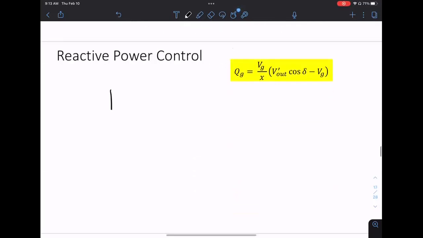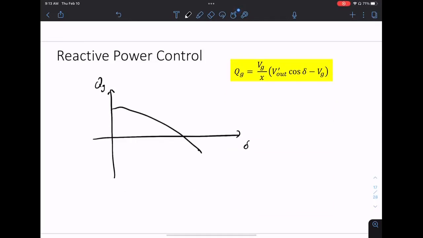If you draw this, reactive power can be both positive or negative. So this is QG. If you draw this against delta, you basically have some curve like this. So it can operate at both positive and negative values, and there's no reason why it has to be positive or negative. This is unlike active power, where a generator has to supply active power. Reactive power could be both positive or negative, depending on the value of V and delta.